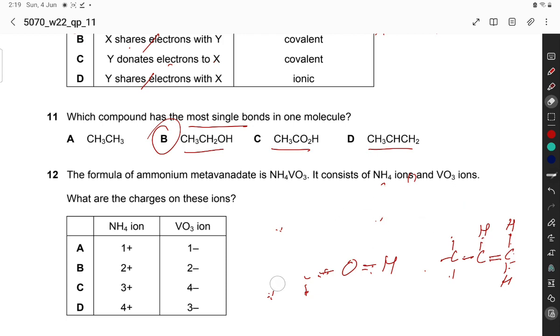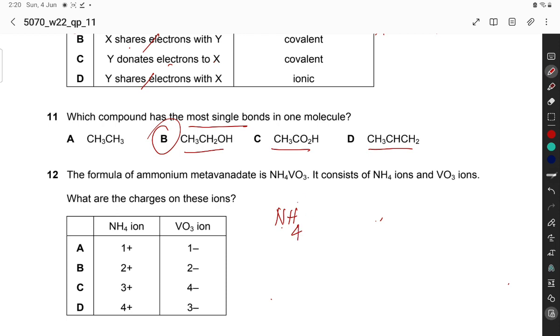The formula of ammonium metavanadate. It consists of ammonium ion and vanadate ion. What are the charges on these ions? As the formula is ammonium VO3, ammonium carrying +1, vanadate carrying -1. So the charges cancel out. So A option is correct.